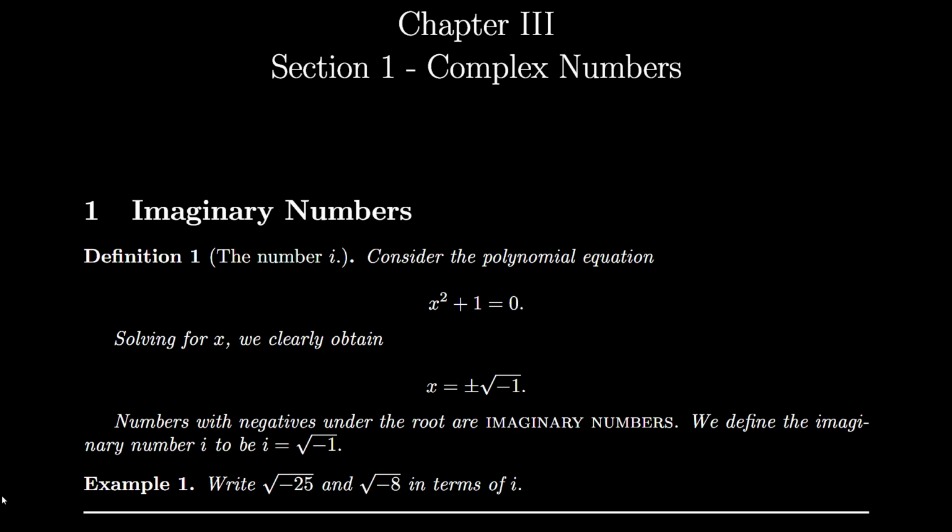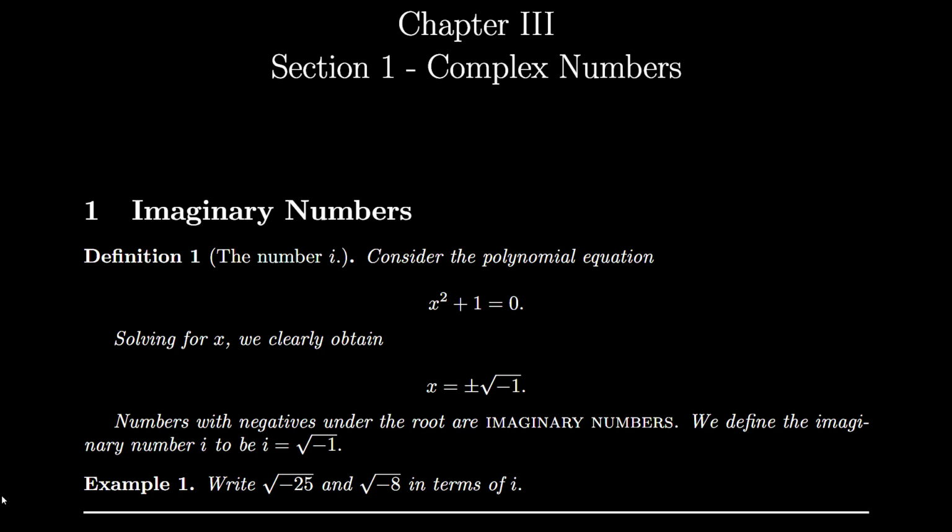Consider the polynomial equation x squared plus 1 equals 0. If you solve for x, you just subtract 1 to get negative 1 over here. x squared equals negative 1. And then take the square root of both sides. When you solve for that, you're going to get x equals plus or minus the square root of negative 1. The negative 1 comes from subtracting. The square root comes from taking the square root to get rid of this square.